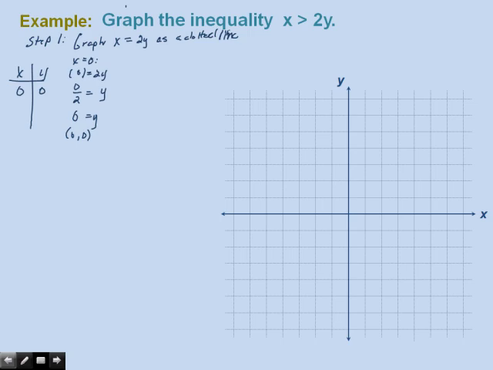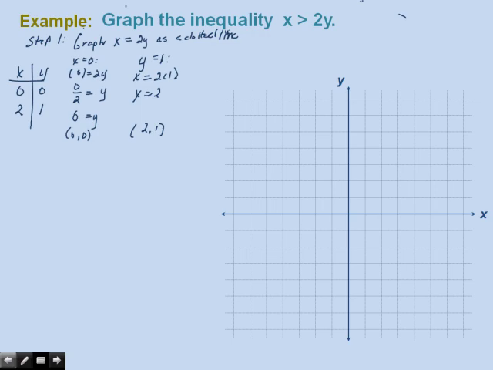This also means that in order to get another point to plot, we can't pick 0 for y or 0 for x. We have to come up with a different value for one or the other. So let's just pick 1 for the y. So that gives us x is equal to 2, and that gives us another point to plot, which is 2, 1.